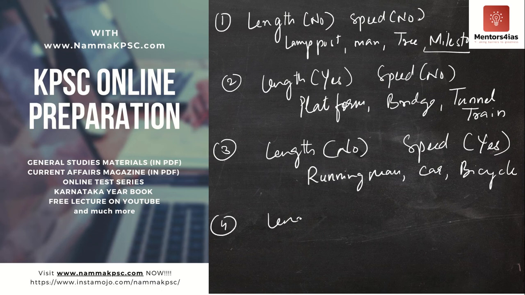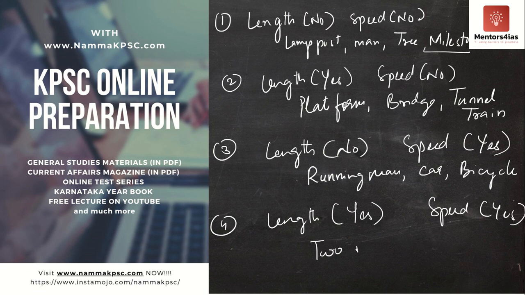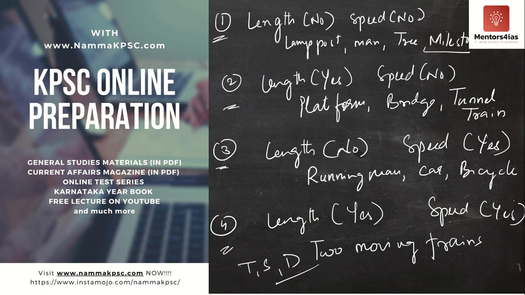And finally, you have length, you have speed as well. When does this situation arise? When you have two moving trains. So questions on problems based on trains will be based on these four conditions. The questions may be twisted here and there, but as long as you understand the concept of time, speed and distance, you should be able to solve all the problems.